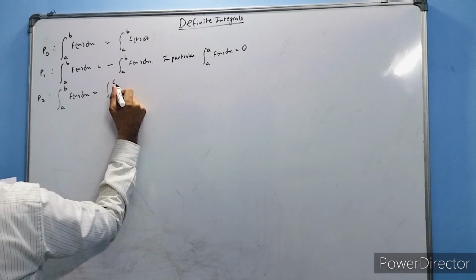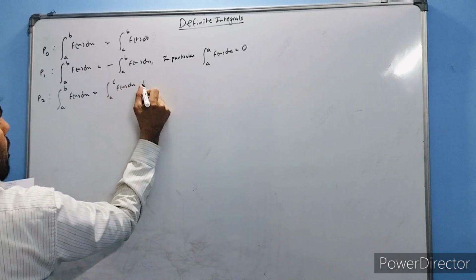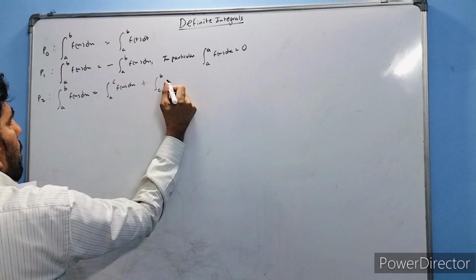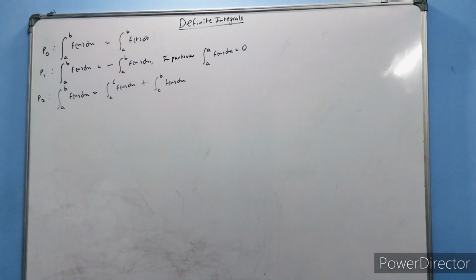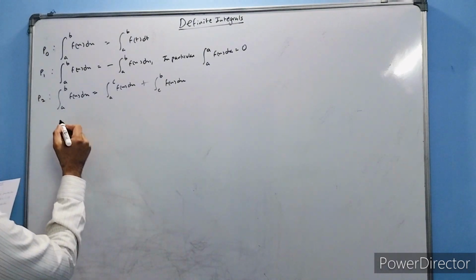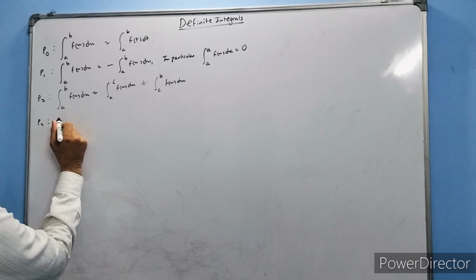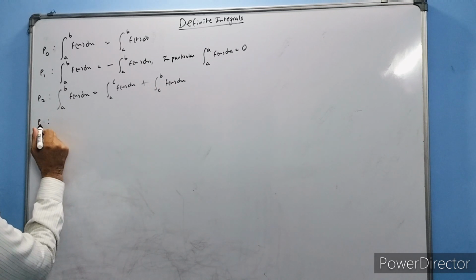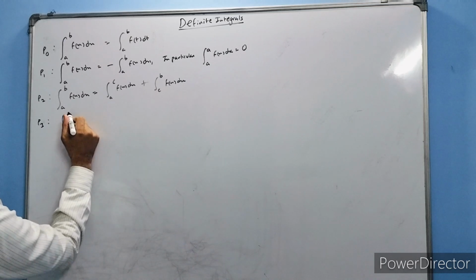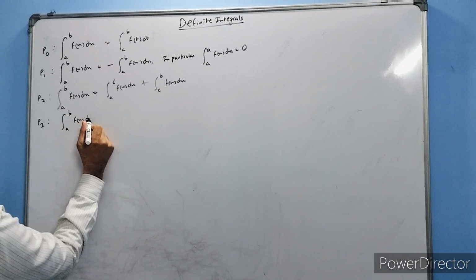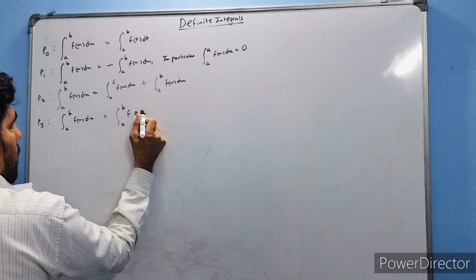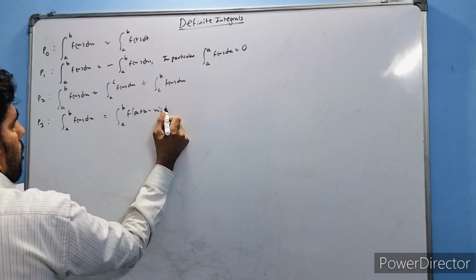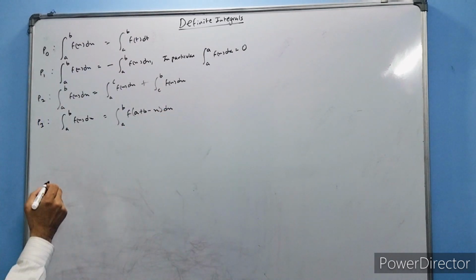Okay, likewise now we have the next property, that is the integral from a to b of f(x) dx is equal to the integral from a to c of f(x) dx plus the integral from c to b of f(x) dx. So c may be somewhere in between a and b. So a to b, a to c, then c to b we have. Now we have the fourth property. The integral from a to b of f(x) dx is equal to the integral from a to b of f(a plus b minus x) dx. So these are the four properties.